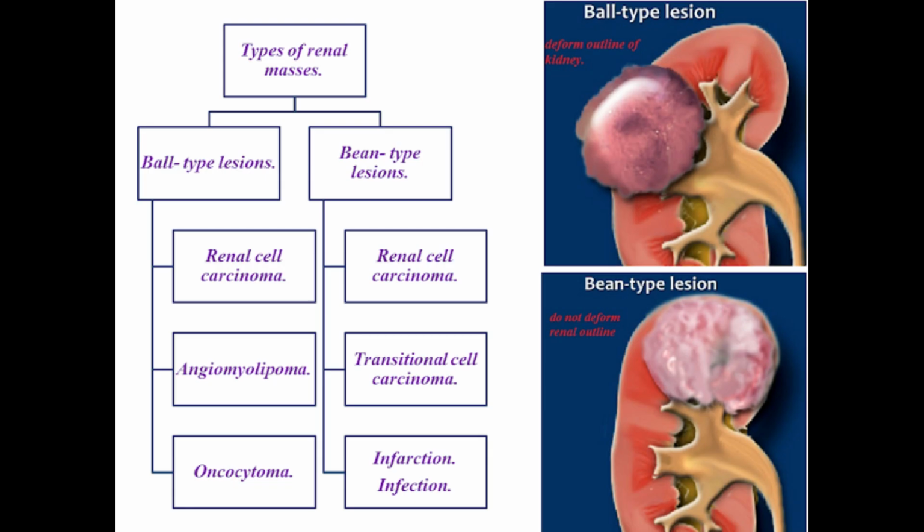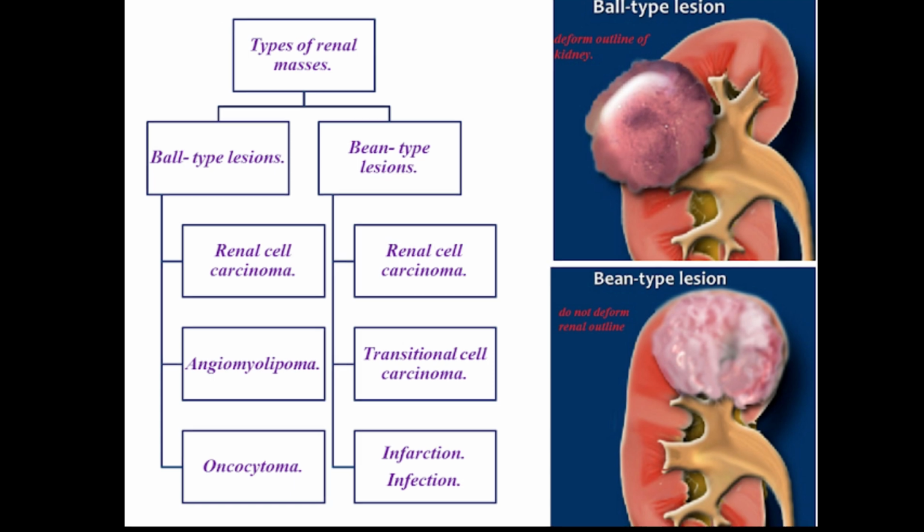In today's video, we will discuss renal masses and lesions and how to differentiate between them using radiology. Starting with the morphological types of the renal lesions, we have two types. The first one is ball-type lesions, where the lesion is deforming the outline of the kidney, while the other one is not deforming the outline of the kidney and is known as bean-type lesions.